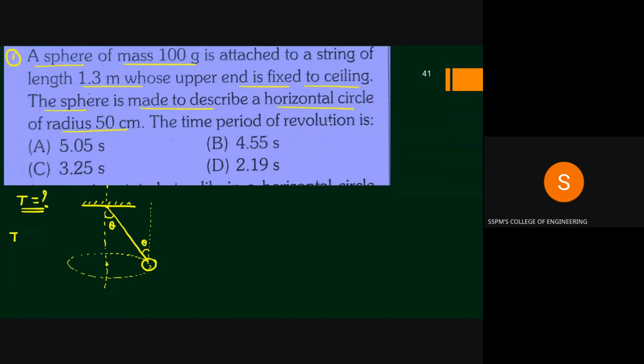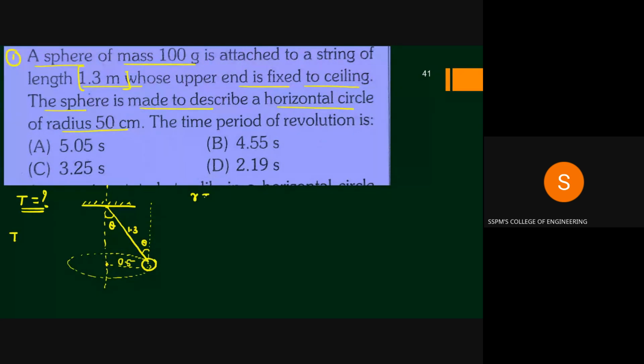So the length of the string is given. So the length is 1.3 meter. So this value is 1.3. Second, the radius of the circle is given. So this radius is 50 centimeter. So 50 centimeter will be 0.5 meter.